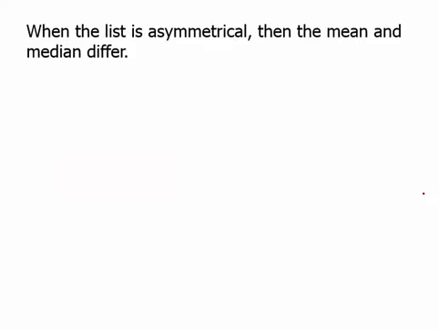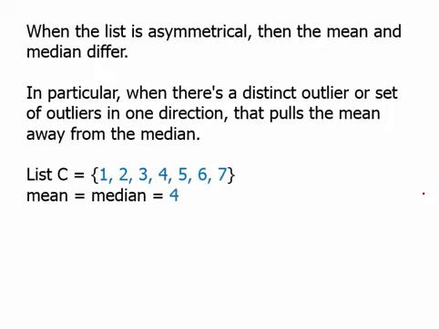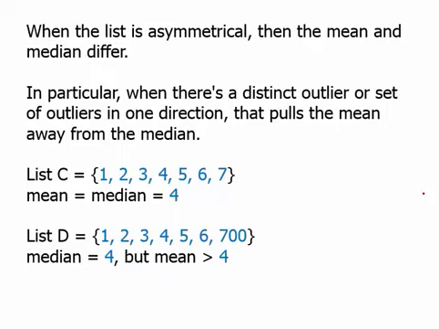When the list is asymmetrical, then the mean and the median differ. In particular, when there's a distinct outlier or set of outliers in one direction, those outliers pull the mean away from the median. So it's as if the median sits still and the mean gets pulled away from it. And so here we have a symmetrical list. Mean equals median equals 4. Now if we take that last number and make it much, much higher, well, the median is still exactly the same, but now the mean is going to be much, much higher than 4.